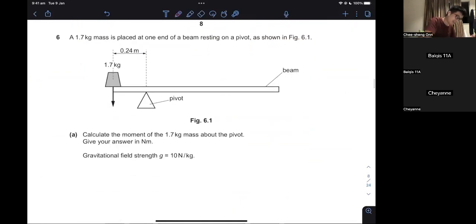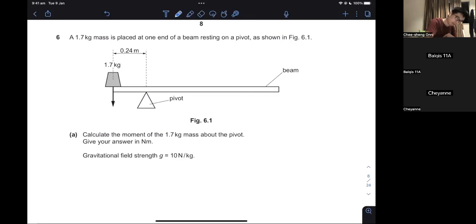Okay. Number 6. So this is back to physics questions. So this is about balancing the beam. So you think about balancing because what do we have? We have an object. This is what you call the weight, because the weight is coming down.